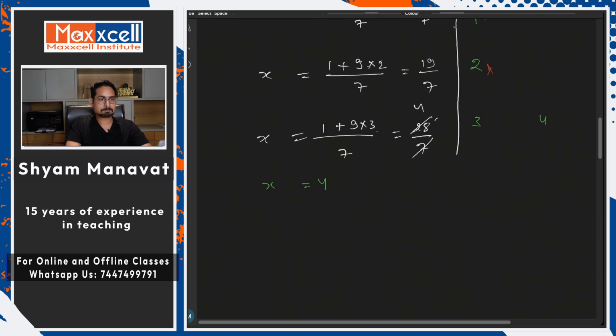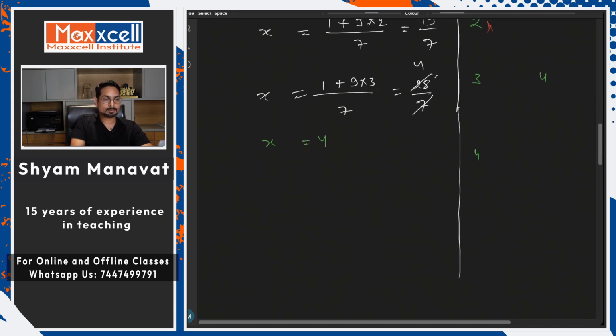Let's say y equal to 4. If I take y equal to 4, what do we get? X equals to, have patience guys, have patience. I will tell you a shorter way also, but understand this first. 9 4s are 36 plus 1 is what? 37. Is it divisible by 7? No. So 4 is also not working.